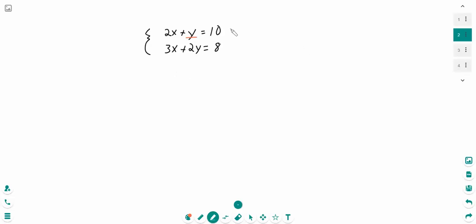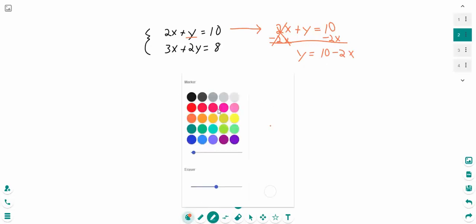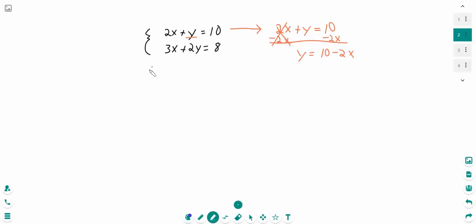So this equation becomes, let's see, I'll rewrite it first. 2x plus y is equal to 10. And let's solve for that y now. So we're going to subtract the 2x from both sides. It's as simple as that. And that's going to give me y is equal to 10 minus 2x. Okay? So now my new system of equations here, which is really the same thing. It's just the first equation's been reorganized.